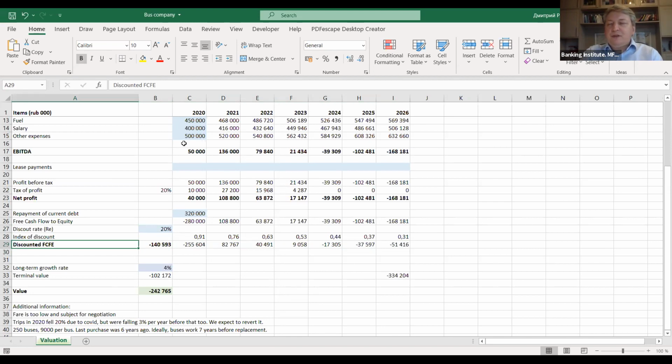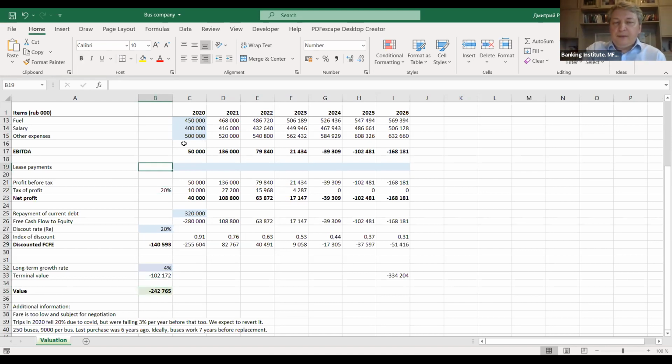And why is it 7 years? Because 7 years is roughly the life period for a bus. We can operate a bus for 10 years, not more than 10 years. But when we present projects with buses, cars, with transport, we usually forecast it for 7 years because 7 years is a normal life cycle for vehicles. Then we have 4% of long-term growth, but the problem is that in the last year of this period, we have negative free cash flow. So we don't expect any additional value. The terminal value is negative actually. So the final value of this company is minus 240, but no, it's not 240, it's much less.